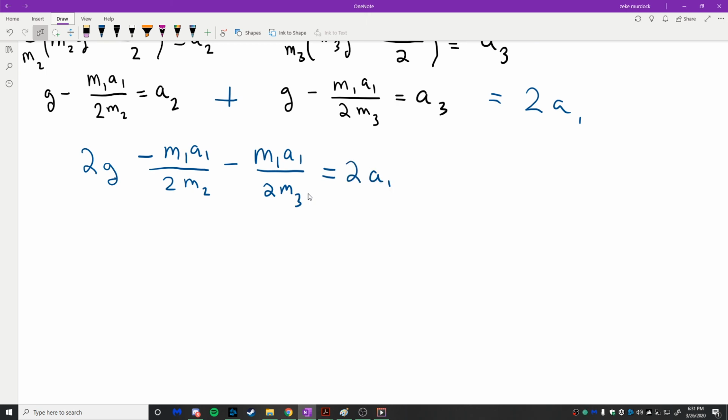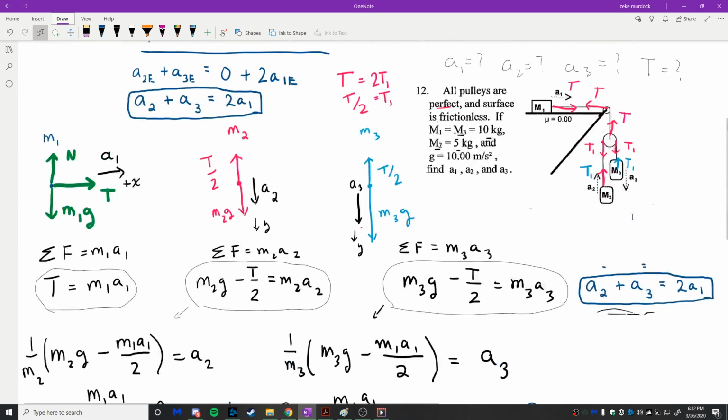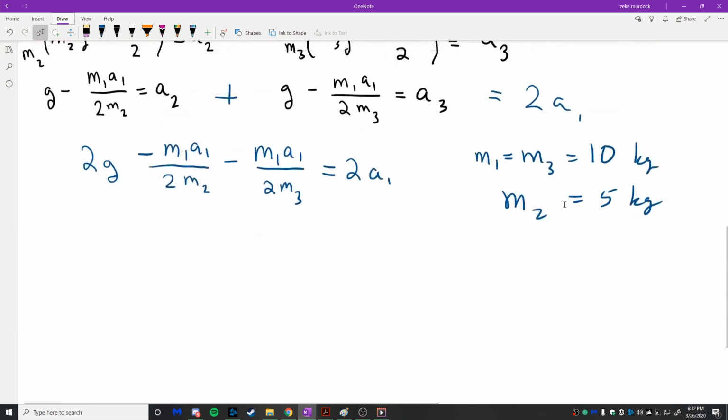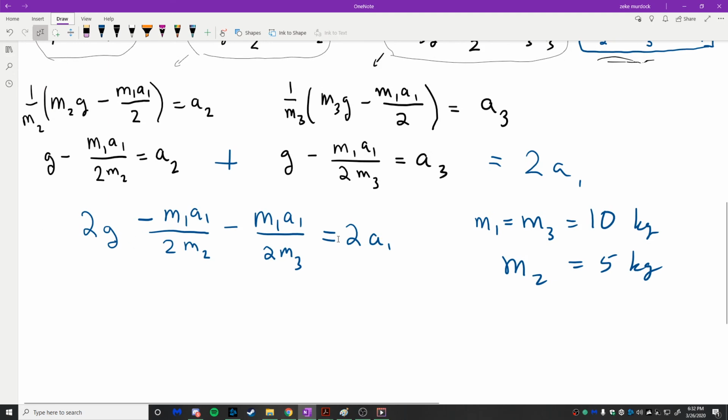And now I'm just going to point out that we knew that M1 was equal to M3 was equal to 10 kg. And I think M2 was equal to 5 kg. I'll go back and check, but I'm pretty sure if you look at your notes, yeah, M1 and M3 are 10, right? So we can kind of simplify this equation a little bit here. And so let's do that.